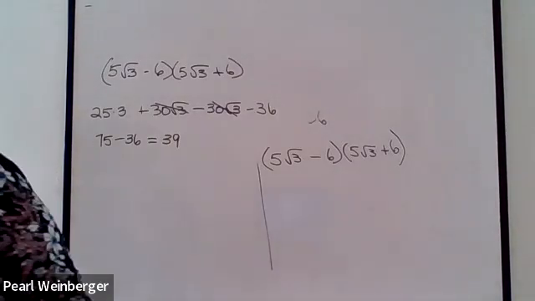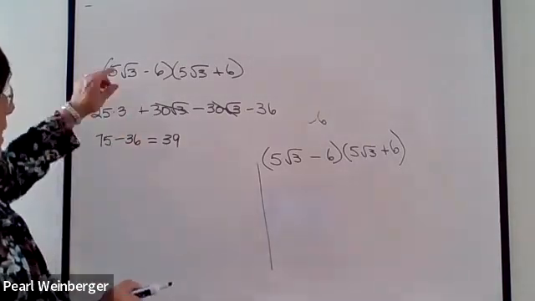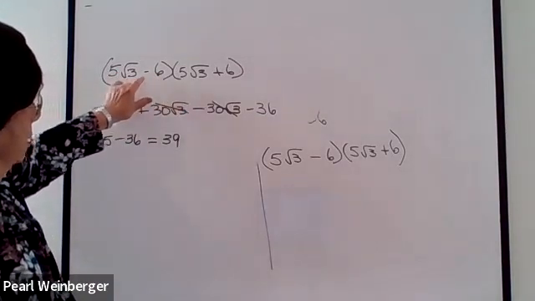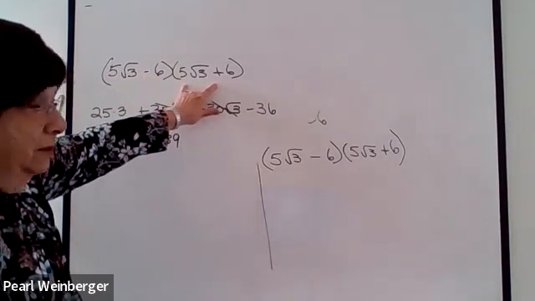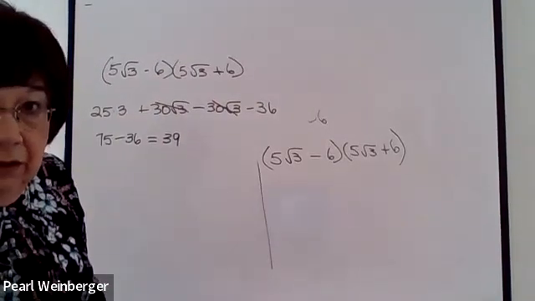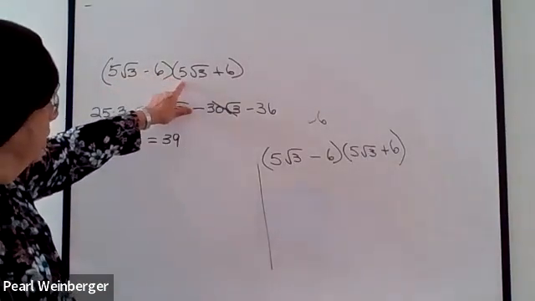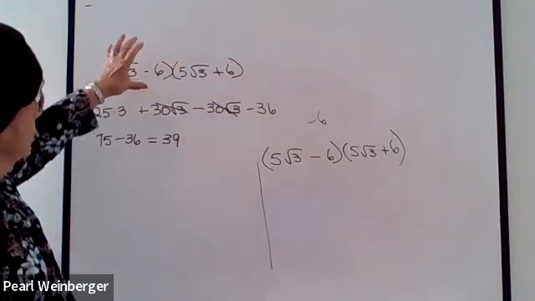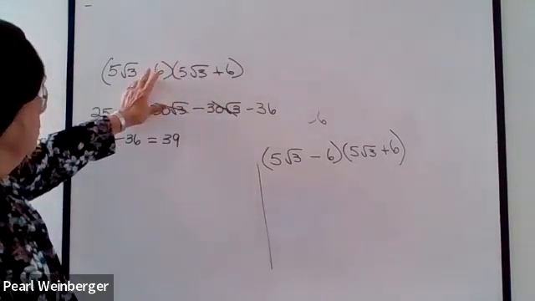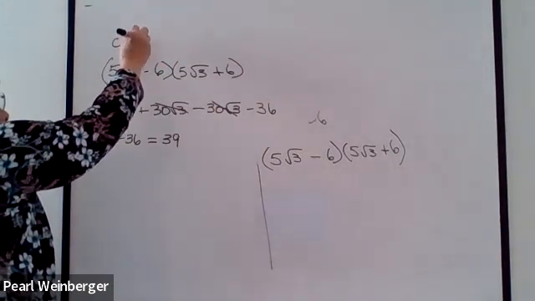Before we do another one, let me just mention there is a shortcut we can do here. Did you notice something interesting about these two binomials? The two binomials that we had looked almost identical. One was 5 radical 3 minus 6 and one was 5 radical 3 plus 6. The only thing that was different between these two binomials is the sign in between them. Those are what are called conjugate binomials.